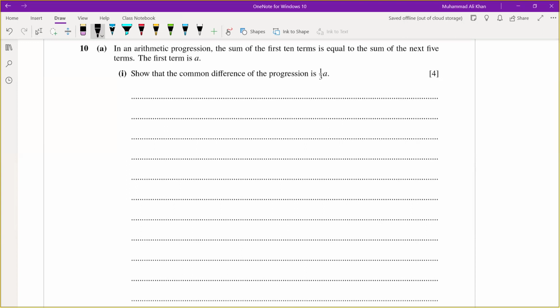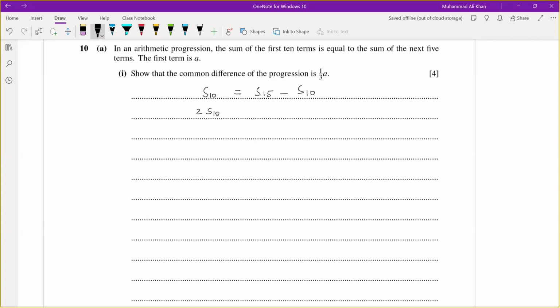Okay. What is being said? Sum of the first 10 terms is equal to the sum of the next 5 terms. What does the next 5 terms mean? It means 11 to 15. So can we write S15 minus S10? If we take S10 out of S15, 5 terms remain. Sum of the first 10 terms equals the next 5 terms. So according to this rule, if we bring S10 to the left side, what happens?